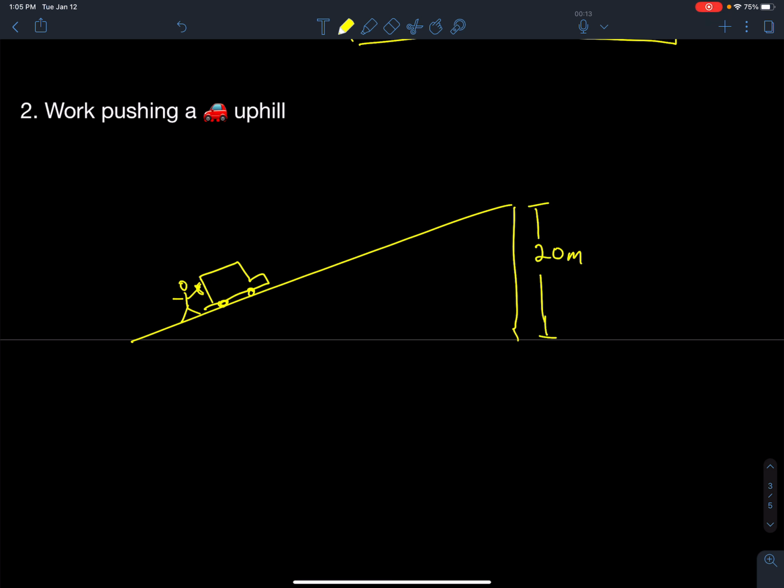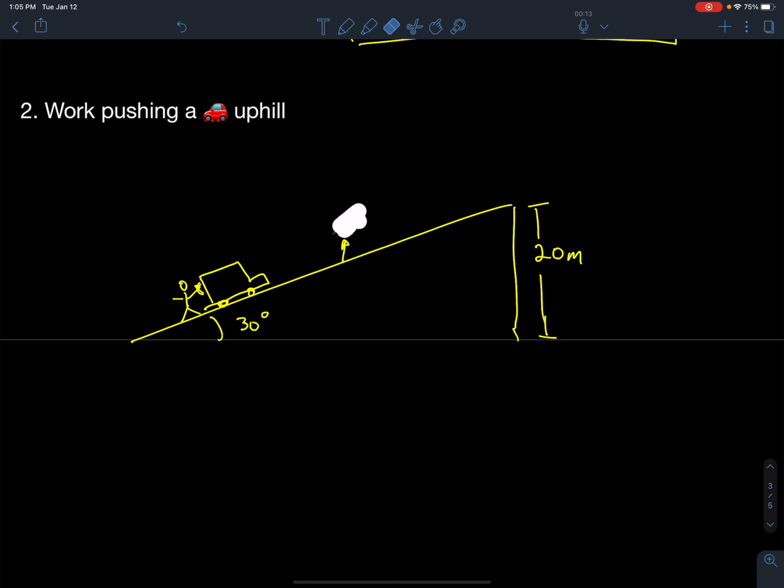All right, and the angle of the incline, again, is 30 degrees. So how would I go about calculating the work that this person has to do to push that car all the way up to the top of the hill? And to make matters worse, there's friction. So there's a friction coefficient.